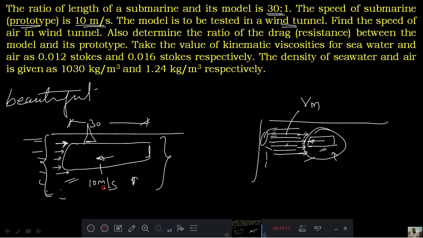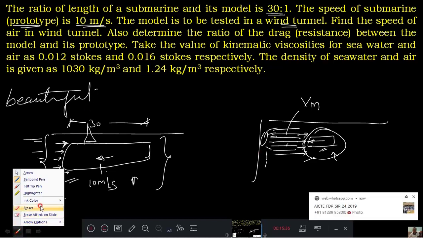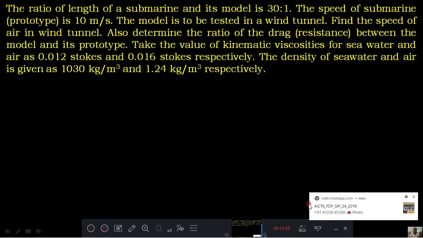Understood? These are the things we are going to do here. The problem is completely different: it is moving in the water, and the model is moving against the wind. But from the similarity we are going to get the results, the behavior of the submarine and the resistance, everything properly. That is the beauty of similarity. Now we'll go ahead with the problem.